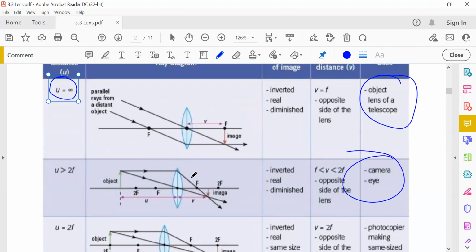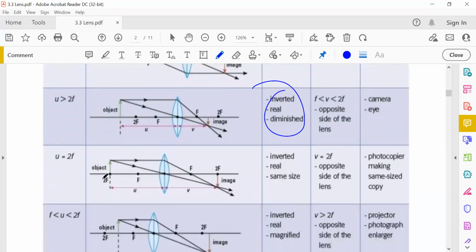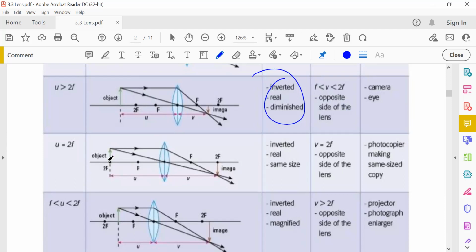This one here, if it's a camera and the eye, by right, the object and the image should be inverted, right? These are your characteristics here, which I've mentioned just now. I'm not going to go through that again. Today, if you put an object exactly on 2F, this is essentially how the photocopiers make the same size images. It's because the object will be placed exactly on 2F and the image will be printed exactly on 2F here, thus making them the same size, guys.